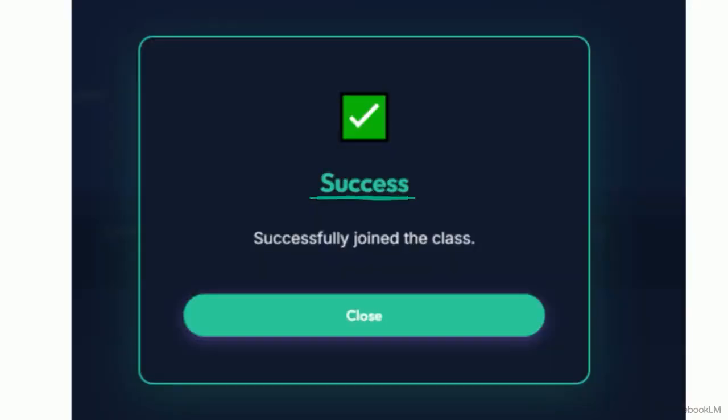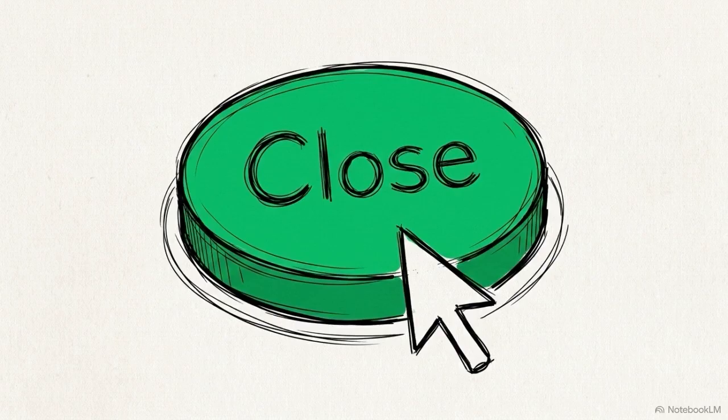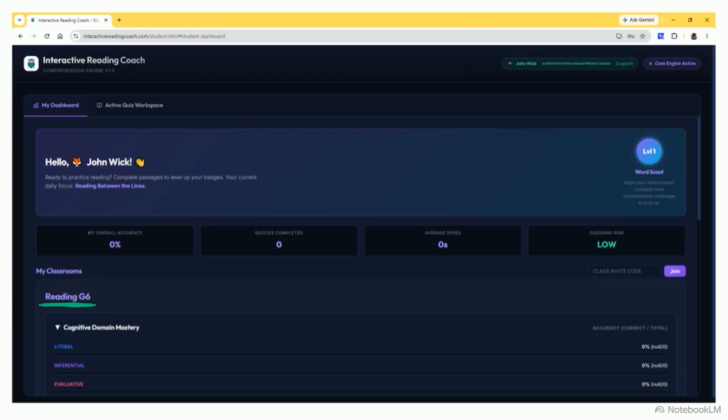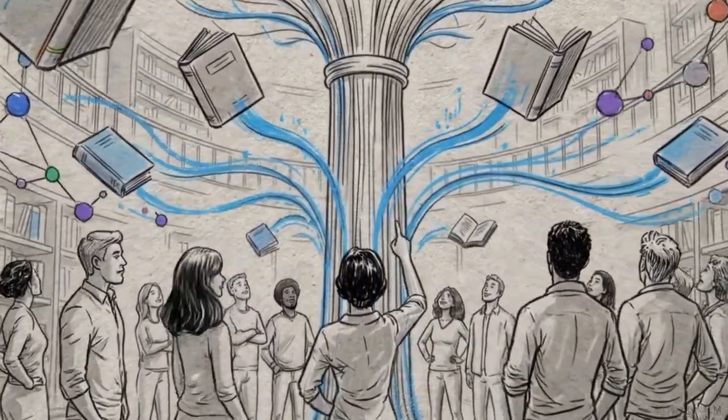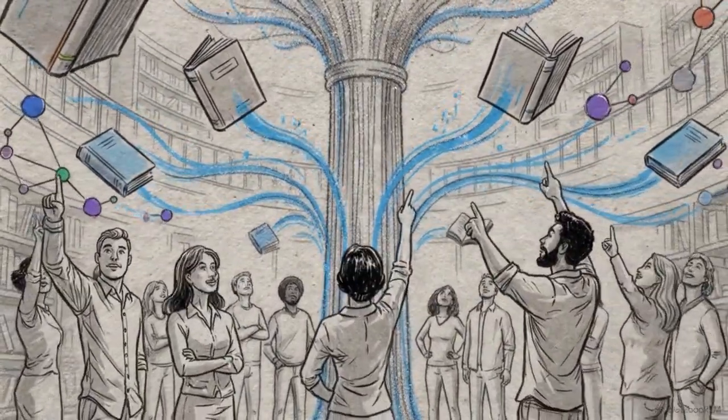If you entered the code correctly, a green Success modal will appear on your screen. Close that message and take a look at your updated dashboard. You will now see your classroom listed. For example, Reading G6, along with a breakdown of your cognitive domain mastery for literal, inferential, and evaluative reading. Your account is now fully integrated with your teacher's classroom. You are ready to begin your first reading assessment and start building your comprehension profile.